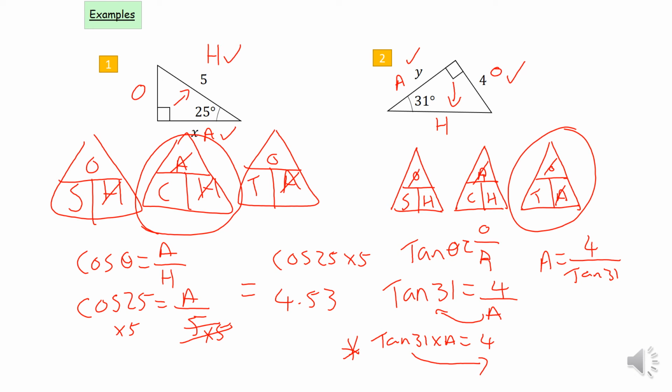So I need to put this into my calculator. Open up your fraction button first. 4 will go at the top, and then at the bottom we will need to insert tan 31. Remember to close your bracket, press equals. You end up with 6.66 to 2 decimal places.